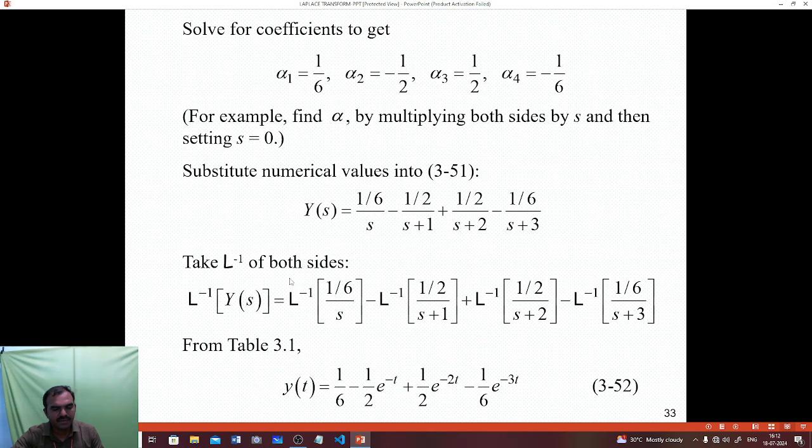From the table we are familiar with the values. L inverse of Y of s is nothing but y of t. 1 by 6 is constant. What is the L inverse of 1 by s? Its value is 1. So 1 by 6 into 1, 1 by 6. Then minus 1 by 2, constant, L inverse of 1 by s plus 1. 1 by s plus a is e power minus at. Here a value is 1, so e power minus t. And here also 1 by 2 is constant, so e power minus at, where a value is 2, e power minus 2t. And here 1 by 6 is constant, so minus 1 by 6, L inverse of 1 by s plus a, e power minus at, a value is 3, so e power minus 3t. So this is the solution.